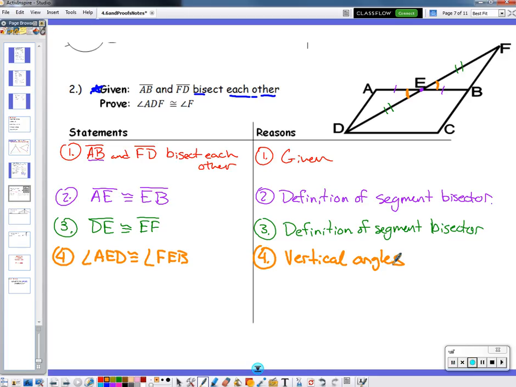Now, I really need to be able to kind of use what I'm given. I have 3 corresponding parts that are congruent. As I look at those 3 corresponding parts, what 2 triangles include those 3 corresponding parts? Which triangle includes the AE, this angle right here, and DE? What triangle am I looking at there? A, E, D, right? That's my one triangle.